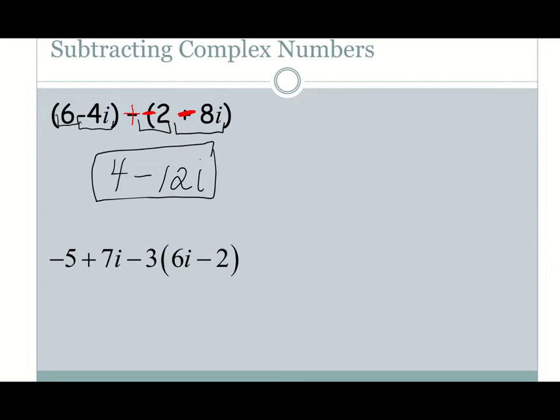Go ahead, look at that second example, copy that down in your notes, and give it a try. Pause the video, work it out in your notes, and then hit play to find out the answer.